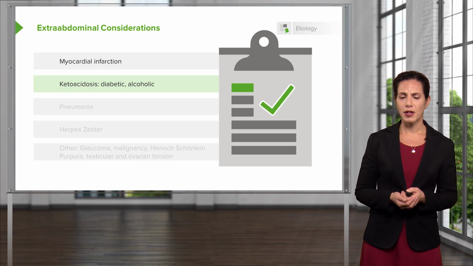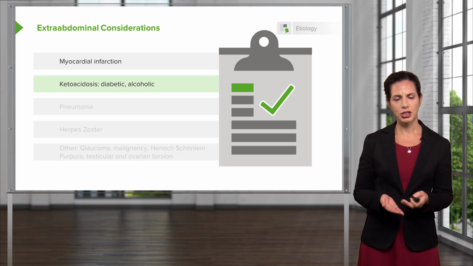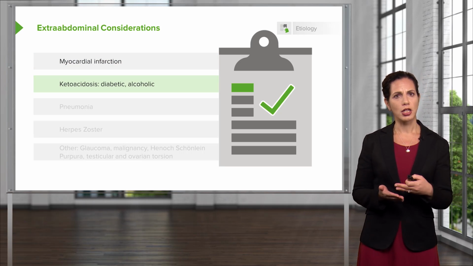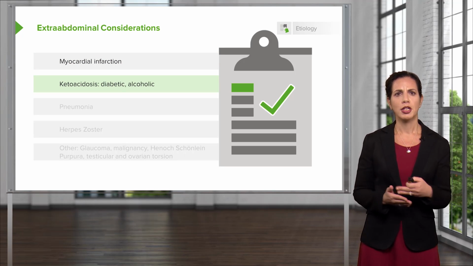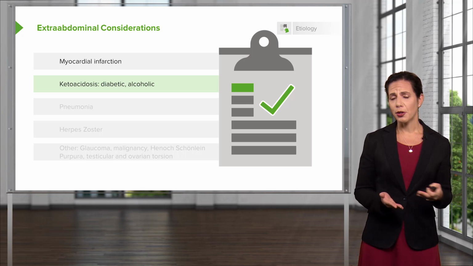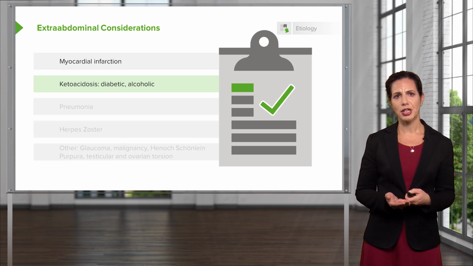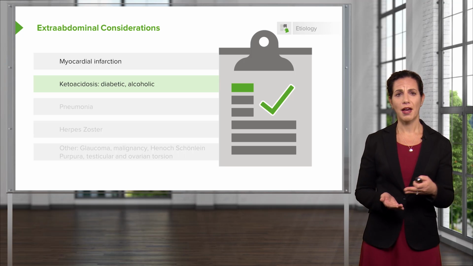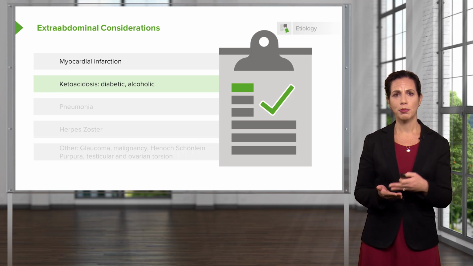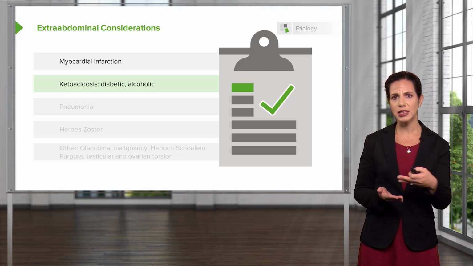Ketoacidosis is another very serious and life-threatening condition that could potentially cause abdominal pain. So classically, diabetic ketoacidosis. A diabetic patient that is having ketoacidosis is producing ketone bodies and their blood is acidotic.